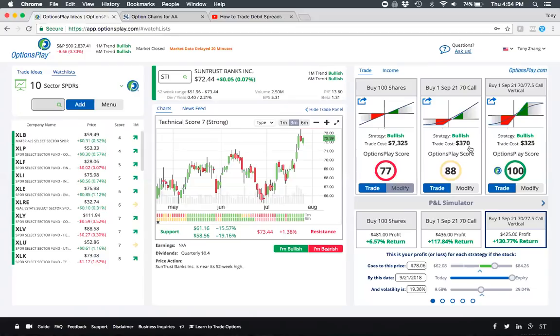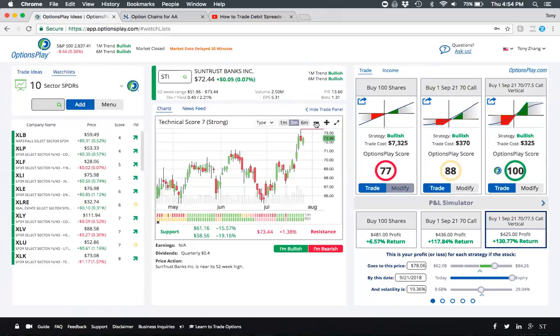So I'm lowering the price of my call option from $370 down to $325. So again, about a 10% savings, just in that sweet spot, 10 to 20% savings of just the outright buying that call that we get from the debit spread. And let's see how that translates into returns if we're correct.